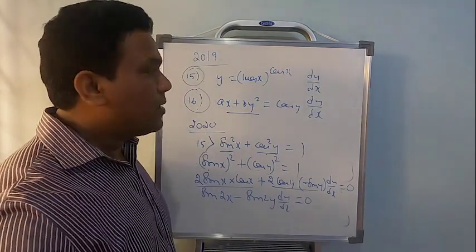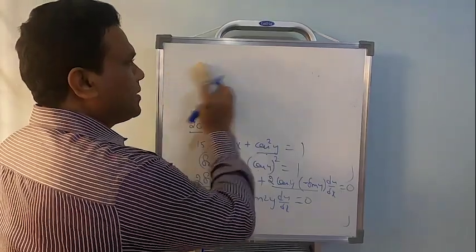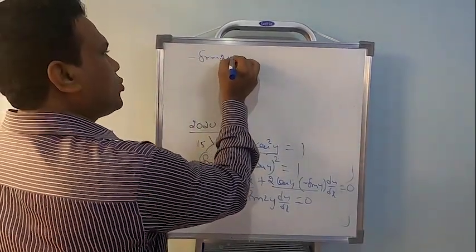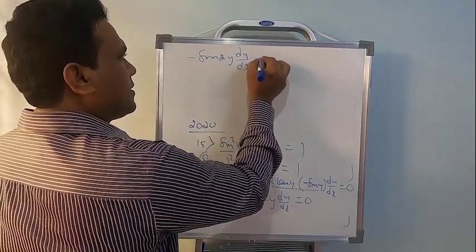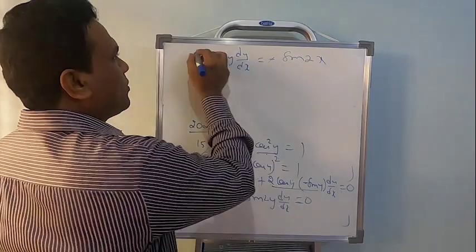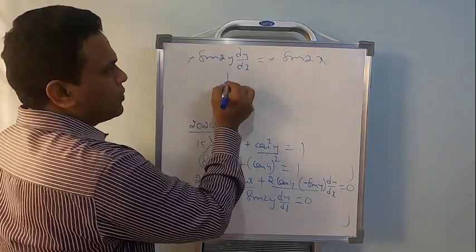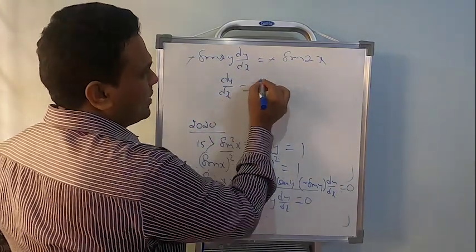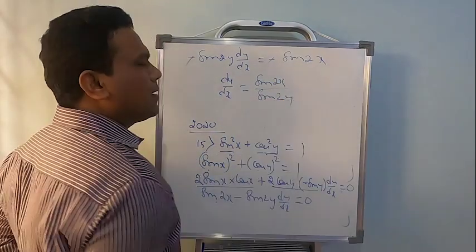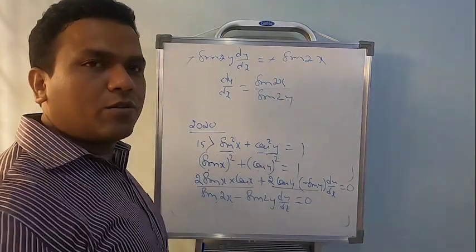Further, if I simplify, I can just write minus sin 2y dy by dx, and now I am shifting this to the right side. So minus sin 2x, we can eliminate the minus sign from both sides. Therefore, dy by dx will be equal to sin 2x by sin 2y. Further, it's not possible to simplify.